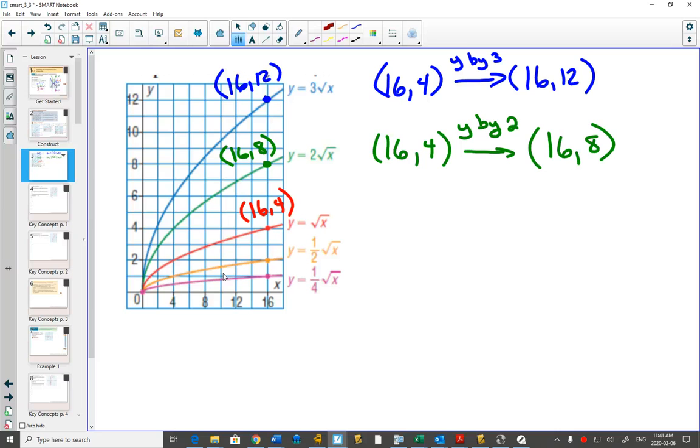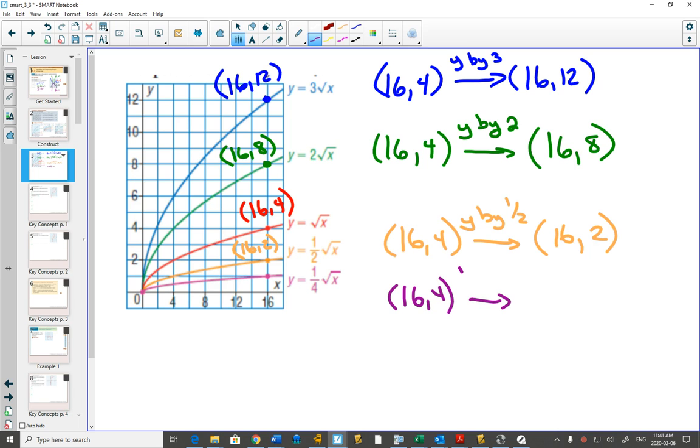Ooh, we got to use some fun colors. Orange, 16, 4. Now I have a fraction out in front of a half. I'm going to multiply my y-coordinate by a half, leaving me with 16, 2. Sure enough, that's the point labeled on that graph. And finally, with the 1/4 in purple, I started with 16, 4. I'm going to multiply my y by 1/4. It's going to give me 16, 1. And that's the point that's labeled on that graph.